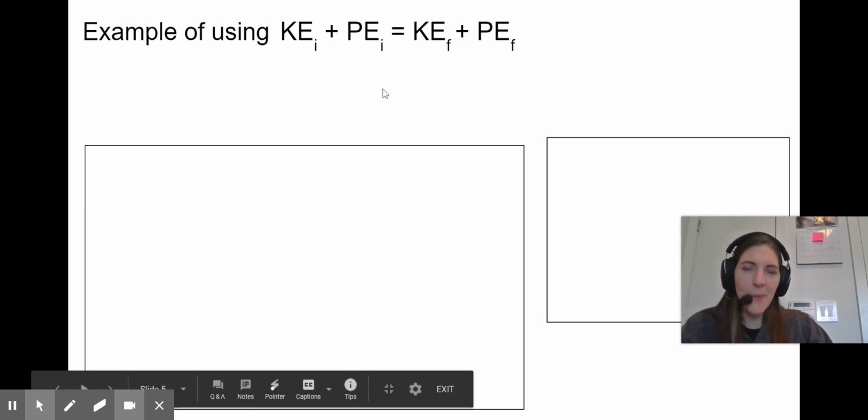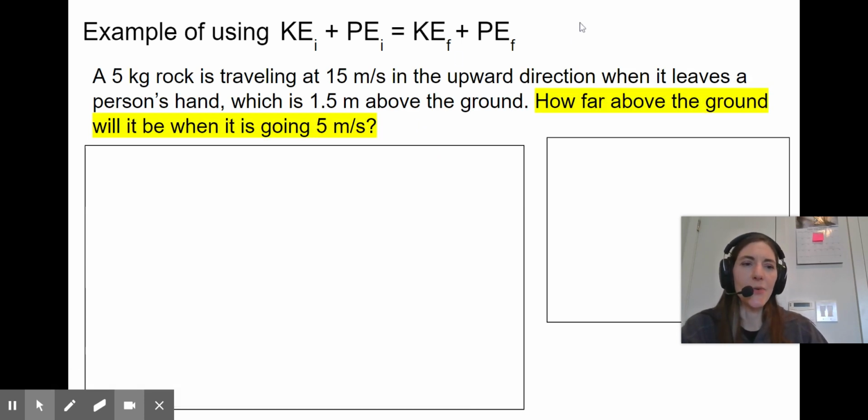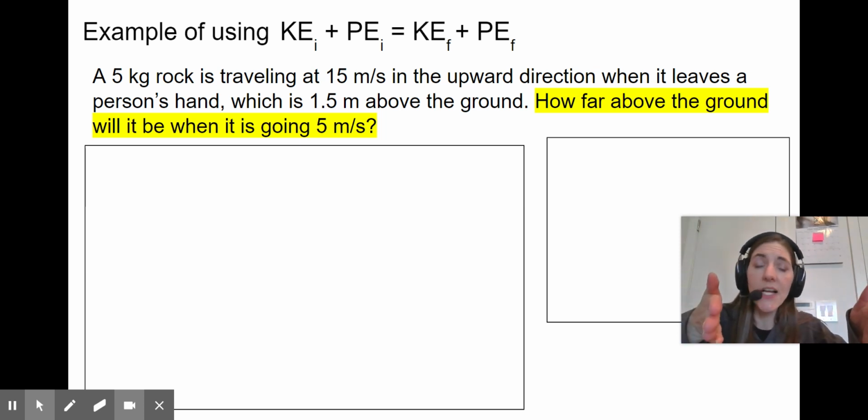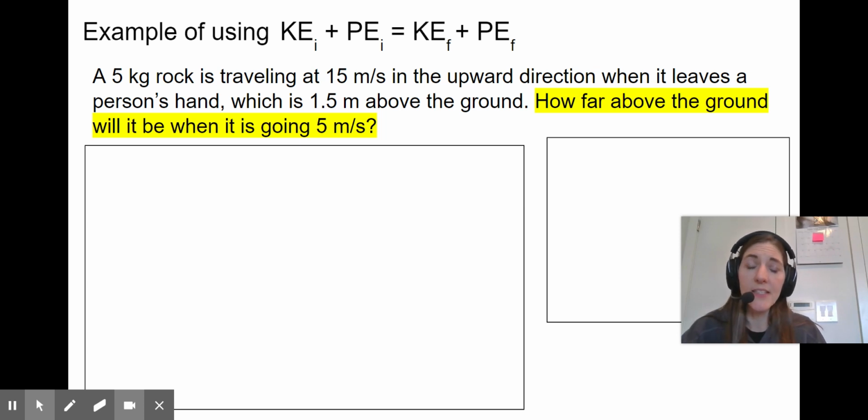So let's look at this example, which in class, I think some of you were like, okay. A 5 kilogram rock is traveling at 15 meters per second in the upward direction. Okay, let's stop right there. I have a mass, 5 kilograms. I have a velocity, 15 meters per second. That's enough for me to figure out kinetic energy.